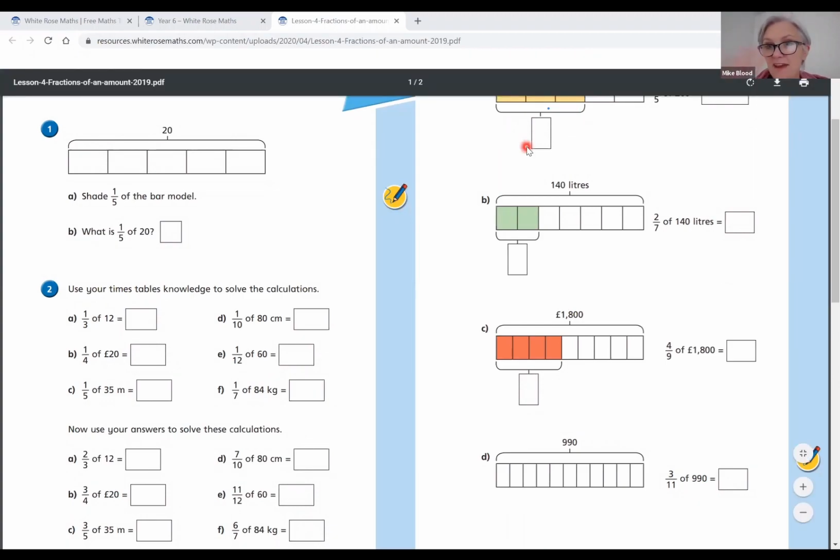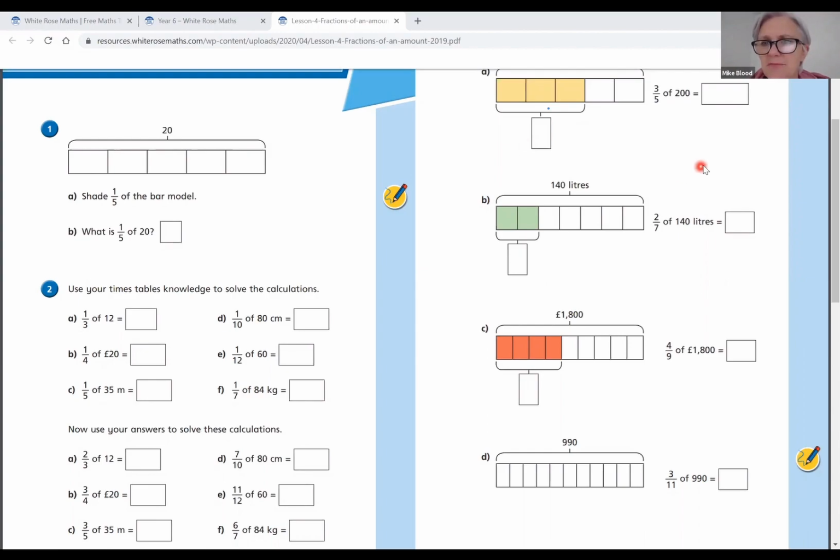I thought you'd like to see my face for once whilst we're going through these. I'm not Mike Blood though. That's my husband's account, so that's why it says that. So you'll just have to bear with me.